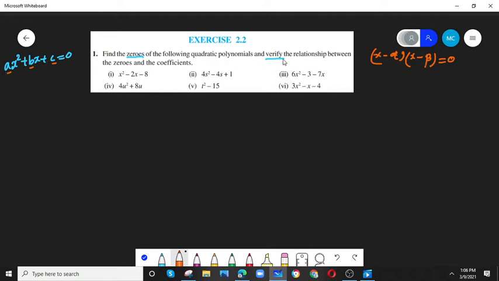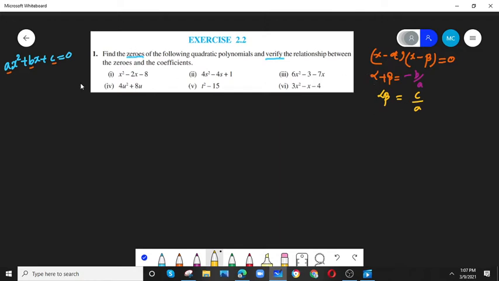So we have to find the relationship between the zeros and coefficients. The sum of the zeros, alpha plus beta, is equal to minus b by a, that is, minus coefficient of x by coefficient of x square. And one more relation we have, which is the product of the zeros, alpha into beta, equal to the constant term c by the coefficient of x square, c by a. So this is the relation. This only we want to verify.